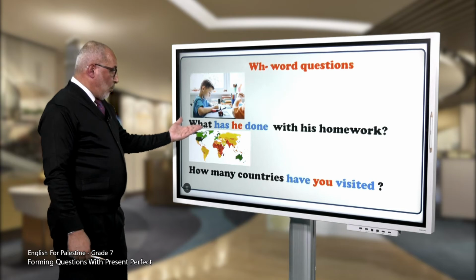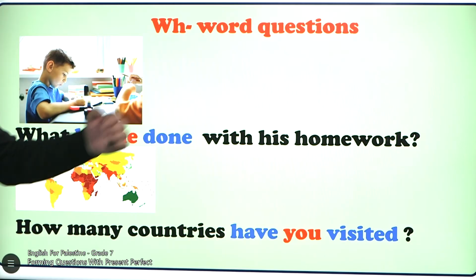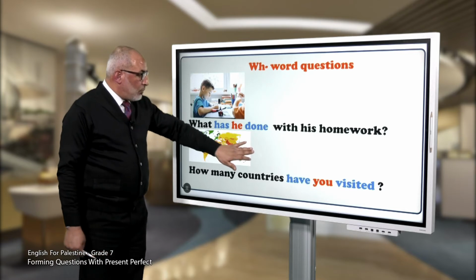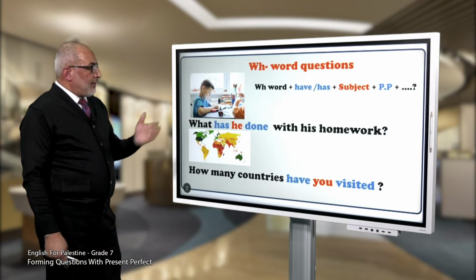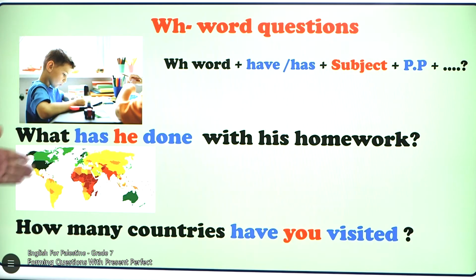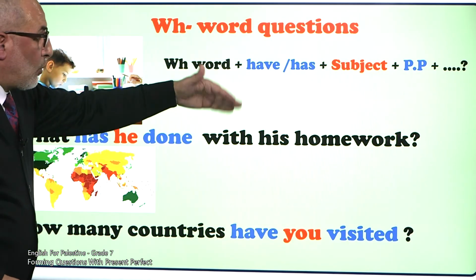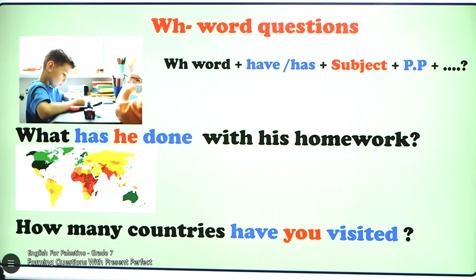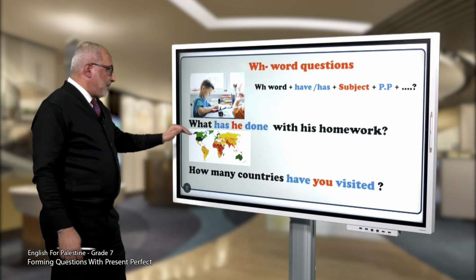Again, what has he done with his homework? How many countries have you visited? So what is the rule for WH word questions? Yes, it is here: WH word plus have or has according to the subject, then the subject, and then the past participle. Okay, let's practice.